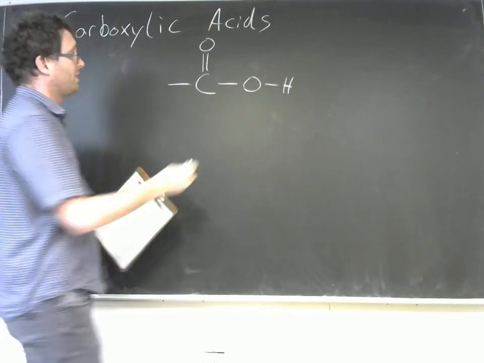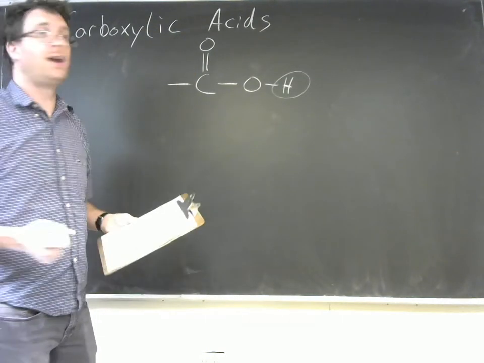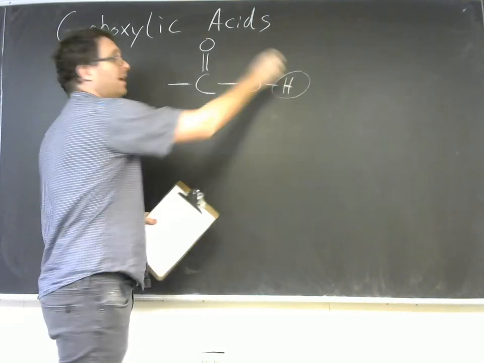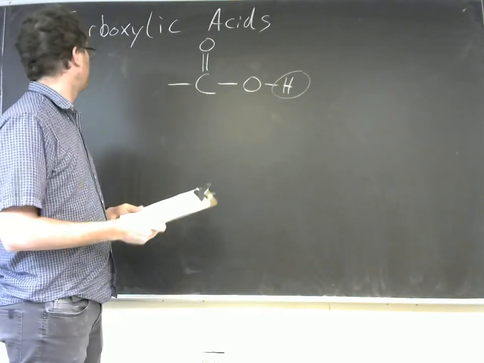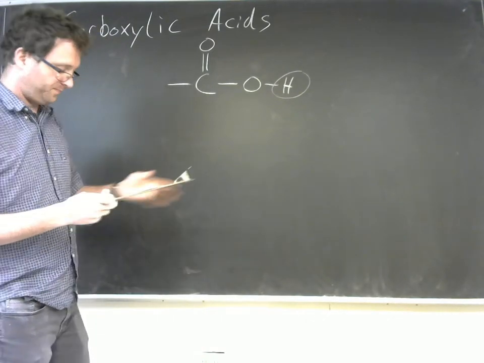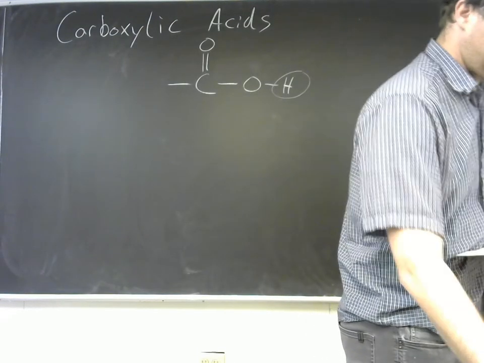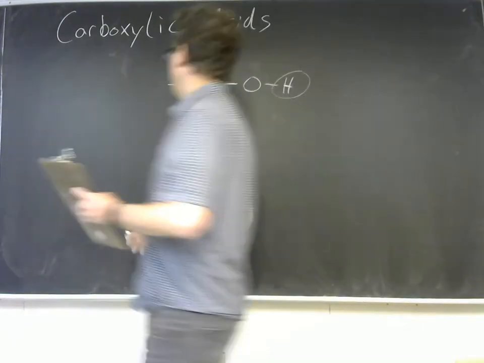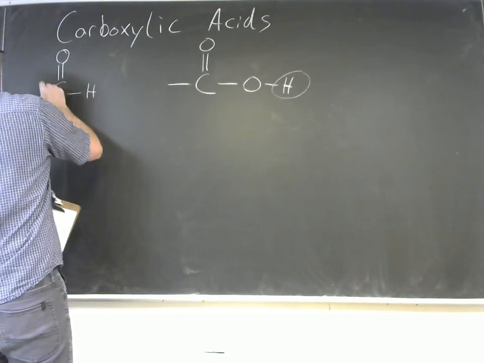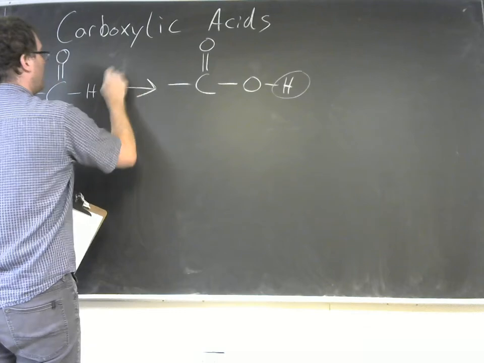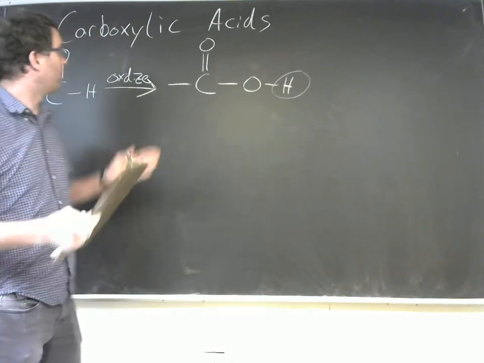In carboxylic acid, you can imagine that there's going to be an acidic hydrogen somewhere in this moiety, and it is right there. That hydrogen is readily donated. Things like acetic acid or formic acid are examples of carboxylic acids. A carboxylic acid is generated by further oxidizing an aldehyde. So if you have an aldehyde and you oxidize it further, then it will form a carboxylic acid.